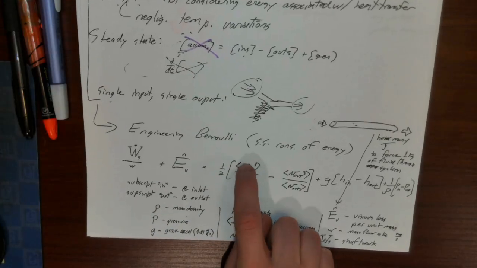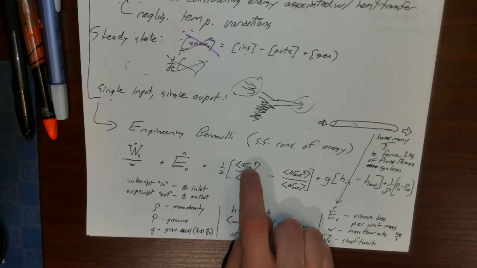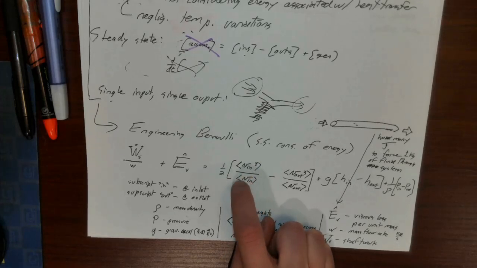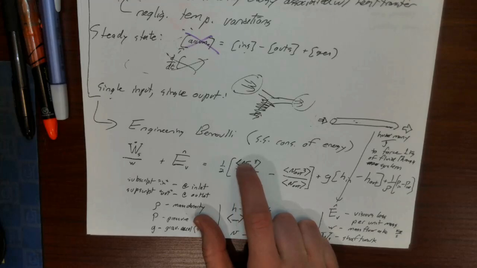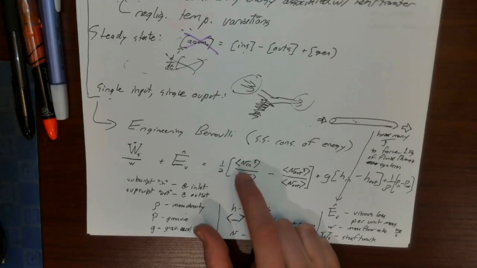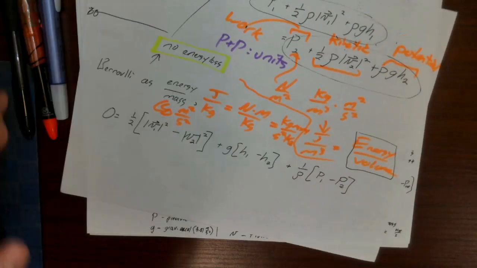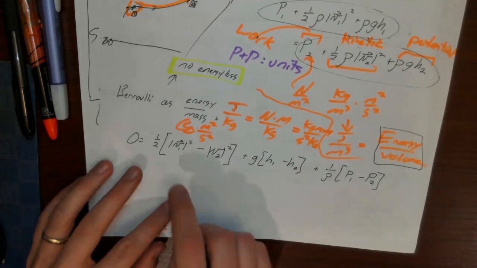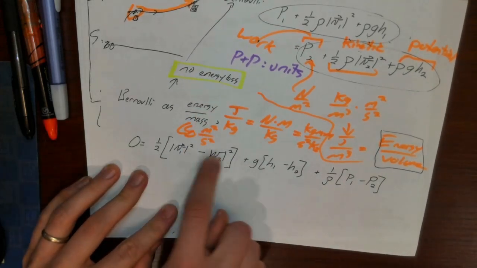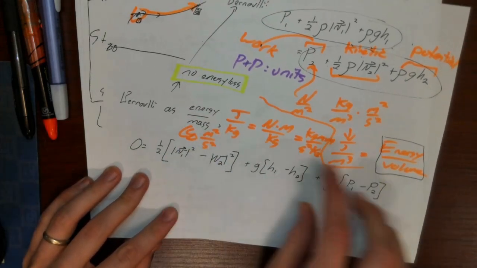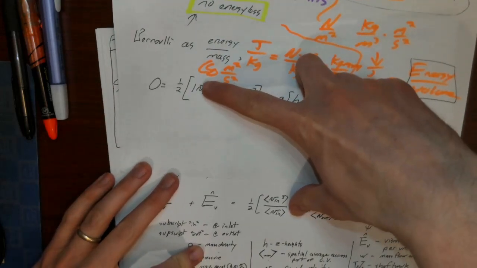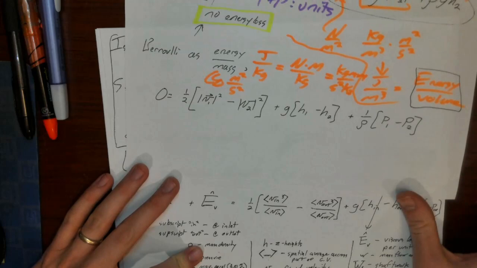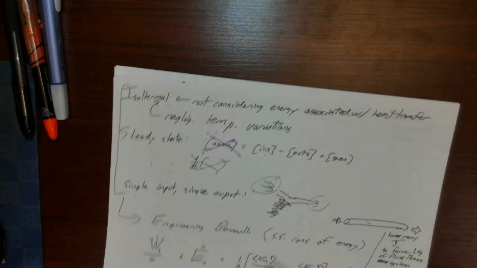So what's the deal with these bracket Vn cubed over bracket Vn terms? What do the brackets mean? Why is it bracket Vn cubed over bracket Vn? And how does that relate to the analogous term in the energy per unit mass version of Bernoulli? What is the relationship between these things? What do these brackets mean? Let's go through them.